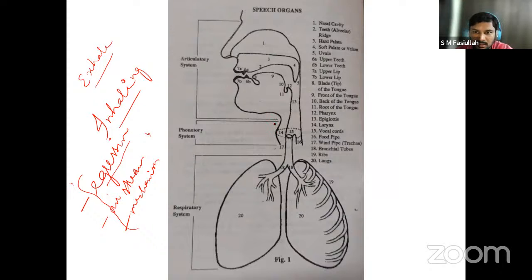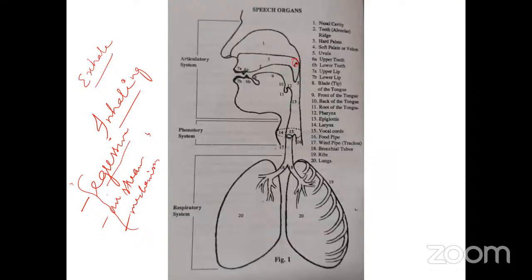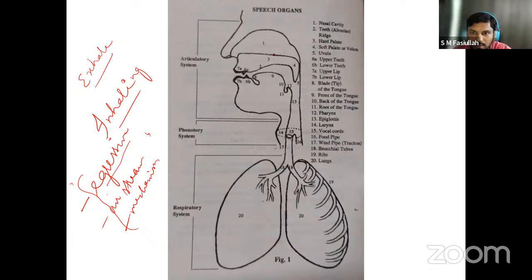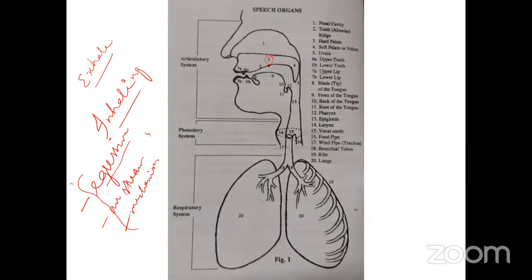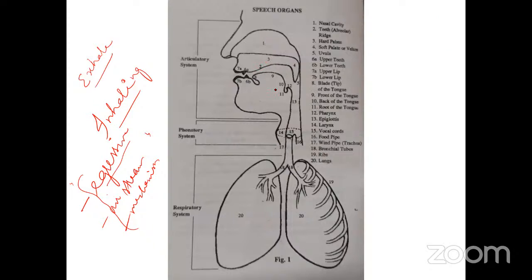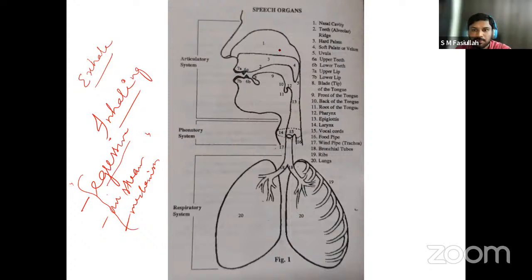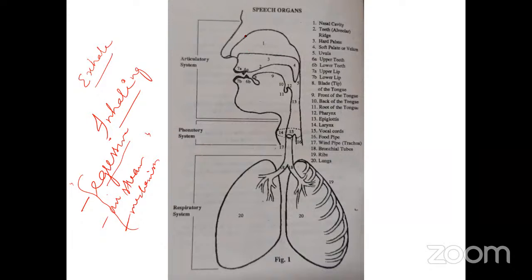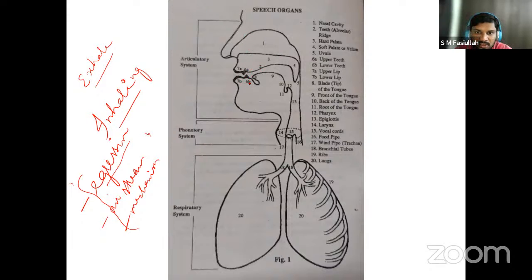And where is soft palate? 4th. Good. And where is the hard palate? 3. 3, right? Very good. And where is epiglottis? 13. Very good. Okay. What is 6B? Lower teeth. Very good. So you are paying a lot of attention in the classroom.